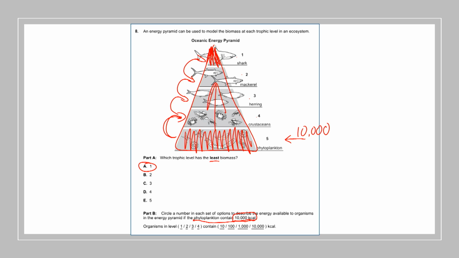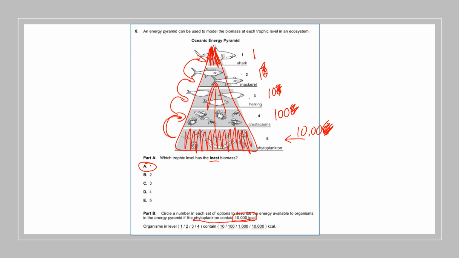So what's 10% of 10,000? 1,000. All I did was take away one of the zeros. Okay. What is 10% of 1,000? 100. And again, all I did was take away one of those zeros. What's 10% of 100? 10. I took away one of those zeros. What's 10% of 10? It's 1. And I just took away one of those zeros.